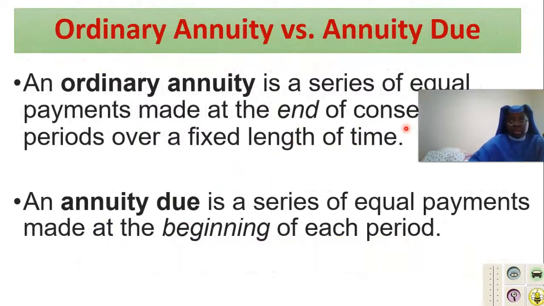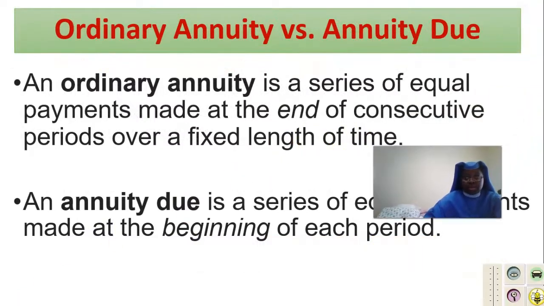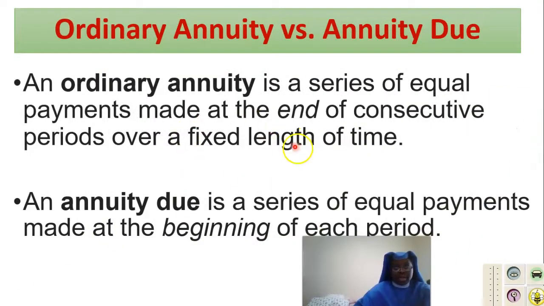But we are concerned with just ordinary annuities, annuities to save money. The ordinary annuity and annuity due are basically the same thing, except that for an ordinary annuity the money is paid at the end of the period, whereas for an annuity due it is paid at the beginning of the period. So that's all.